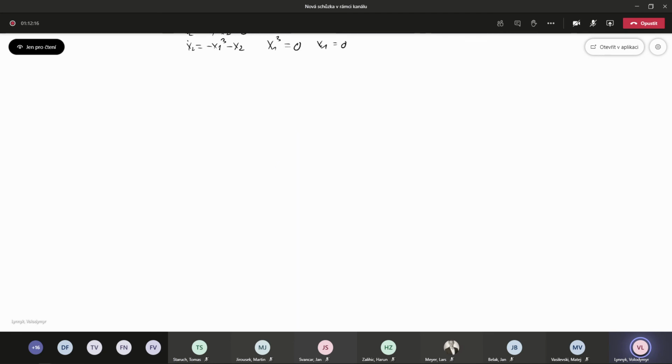We solve another question, another system. Let x1 dot equal to x2 plus a x1 cubed, x2 dot equal to minus x1 plus a x2 cubed.